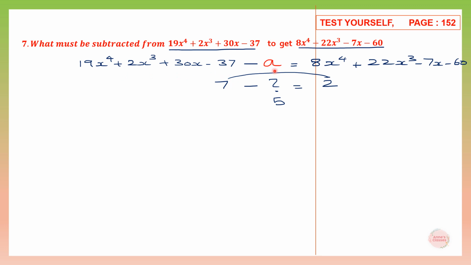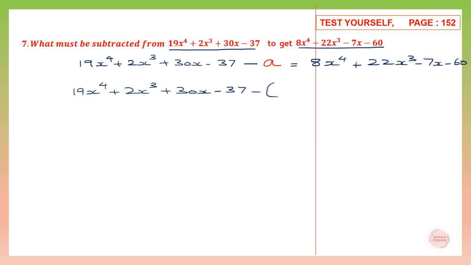So let's write this first and then this and subtract. To find a, we are going to subtract 19x to the power of 4 plus 2x to the power of 3 plus 30x minus 37 minus, and I'm going to use the row method, 8x to the power of 4 plus 22x to the power of 3 minus 7x minus 60. Now we're going to remove these brackets. Before that, look for the sign. If the sign is minus, then the sign of all these inside will change.